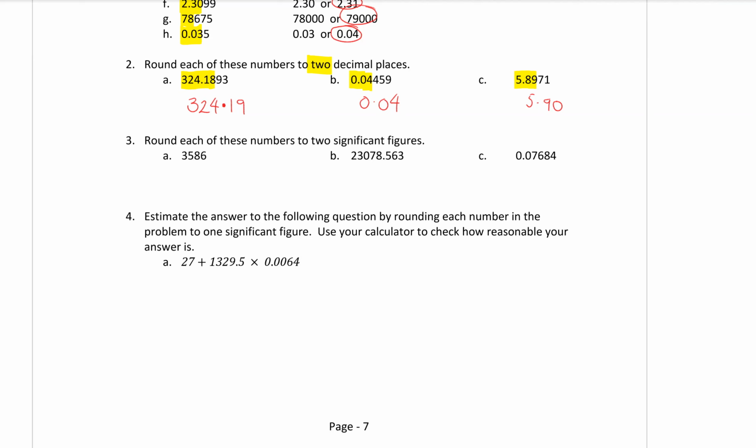Decimal places, like what you've just been doing, where you find that decimal point, you go, I want 1, 2 decimal places, and then you round off, okay? Done that before, and we've practiced today. But significant figures is a different way of rounding numbers.